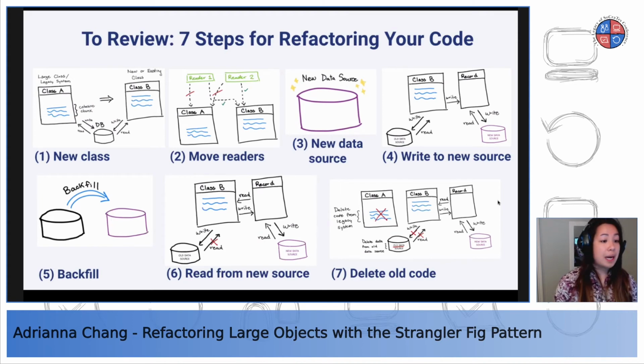We did a backfill to make sure our data was in sync, did some reconciliation, made sure everything looked like we expected. We began reading from the new source, and then we deleted old code. So we deleted the code we'd extracted. We got rid of the data from the original data source, and we updated our new class to not talk to the original data source.